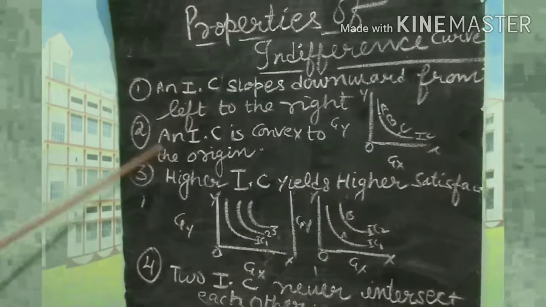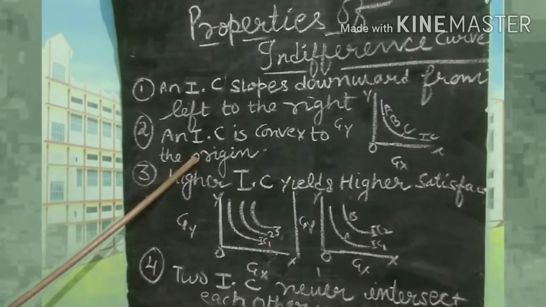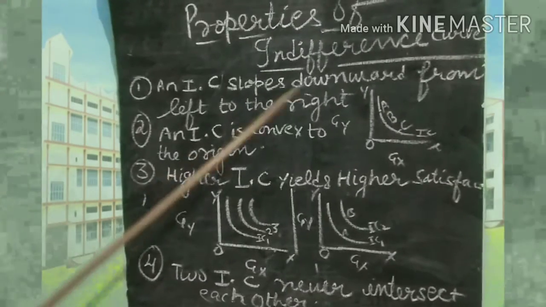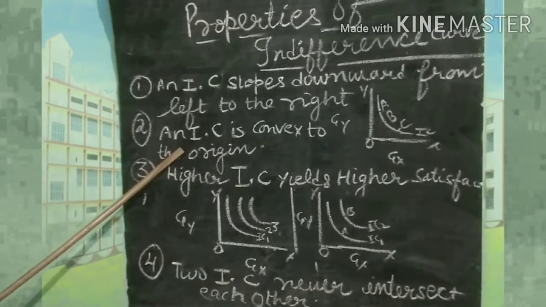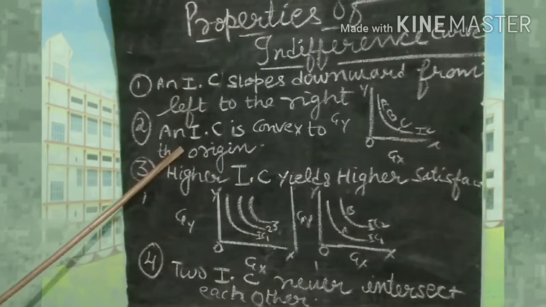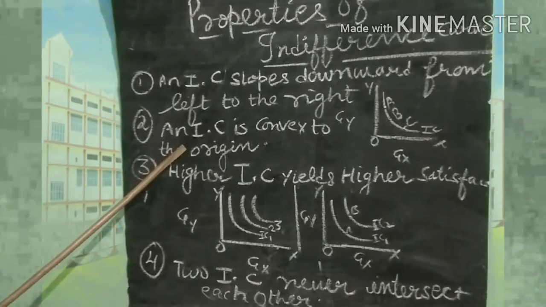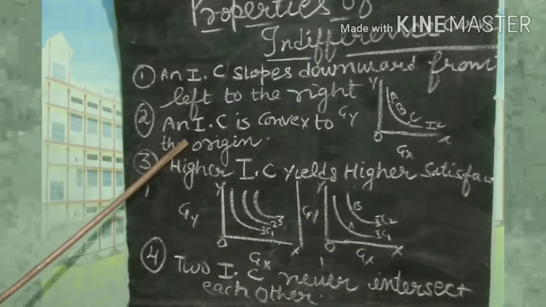After this, we come to the second heading. An indifference curve is convex to the origin. The slope of the indifference curve decreases. All of you can see the slope of the curve decreases as we move down the indifference curve. This follows from the assumption of diminishing marginal rate of substitution. As in the previous class we have seen the table.